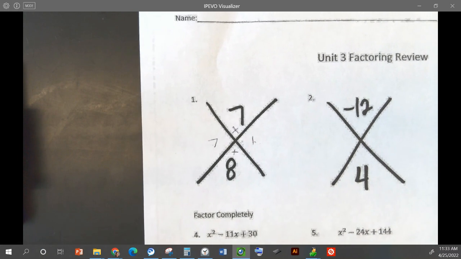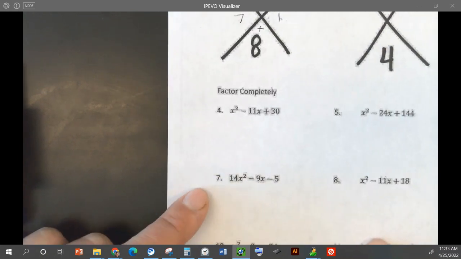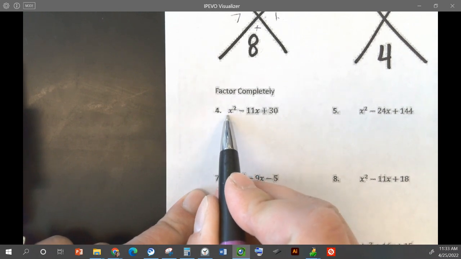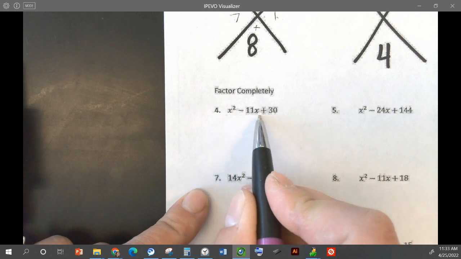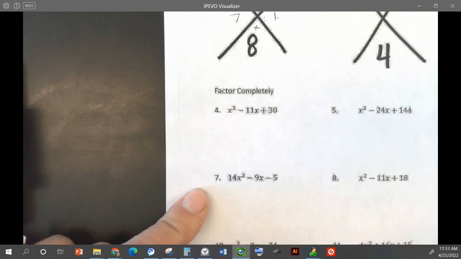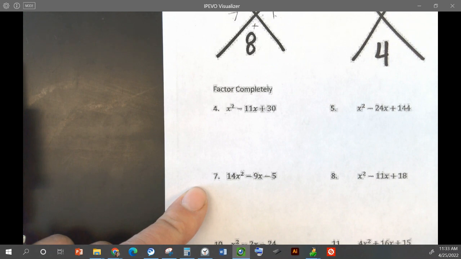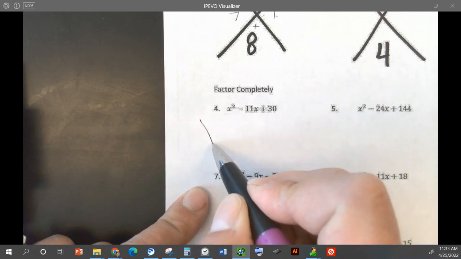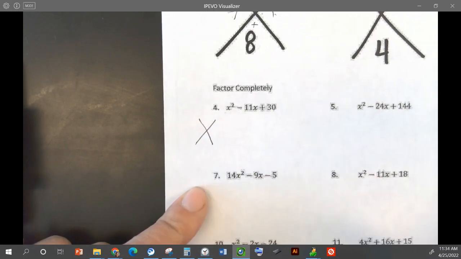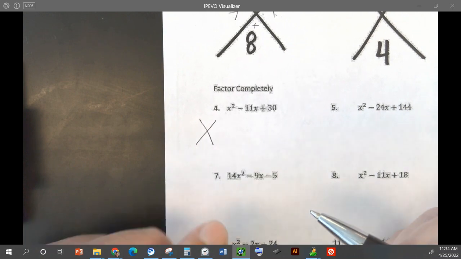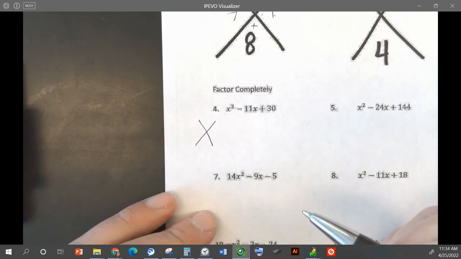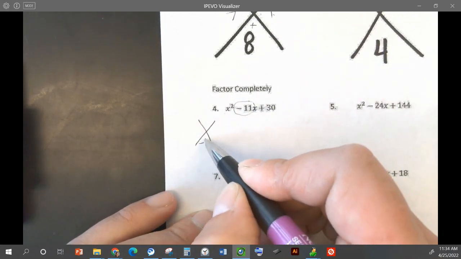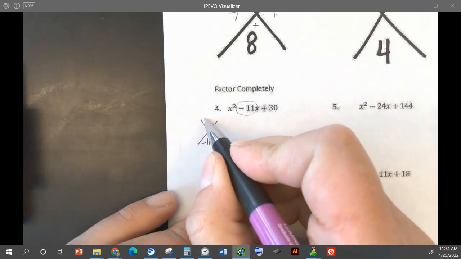do the math. Okay. Then there's quite a lot of these where a is 1. So the number in front of x squared is just 1. How do we set up this type of problem? So I'm going to draw an x. What needs to go on the top of the x? So b goes on the bottom. So negative 11 goes on the bottom, and 30 goes on the top.